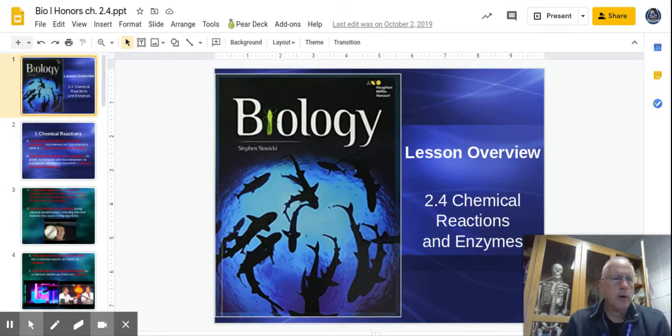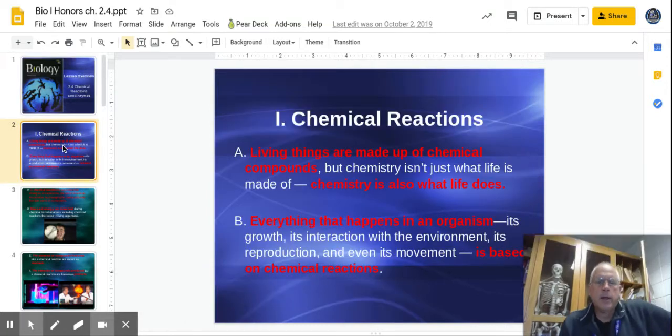Okay. So let's look at chemical reactions and enzymes. The big thing is, how do chemical reactions work in the body, and how do enzymes work in the body? So let's start with chemical reactions. If you have a highlighter, highlight what's in red. You don't have to put anything in a foldable this time, but good test questions.